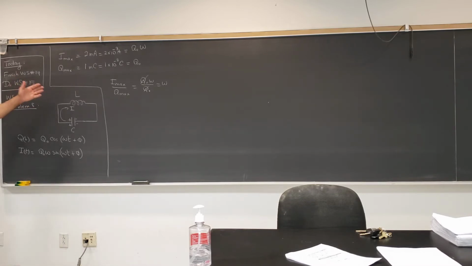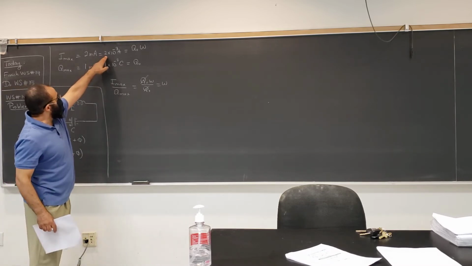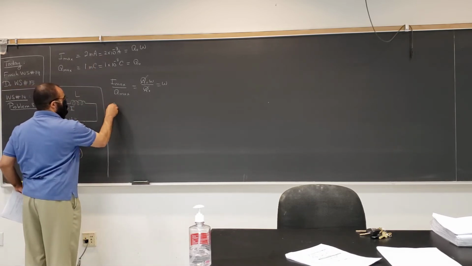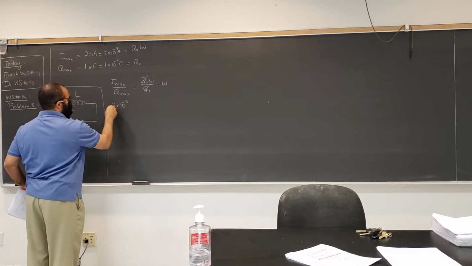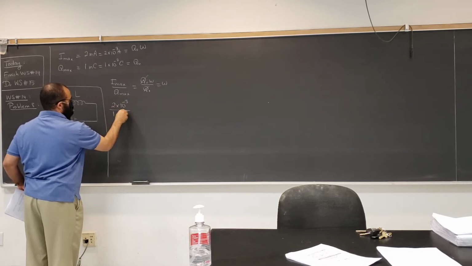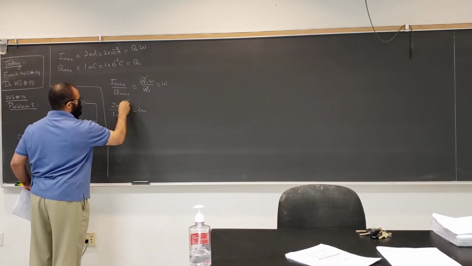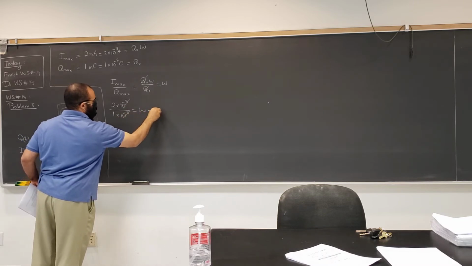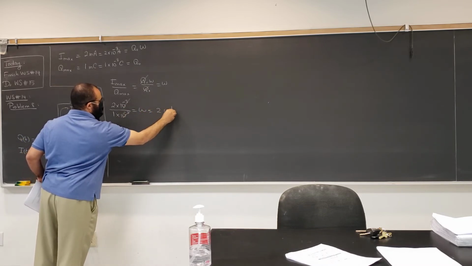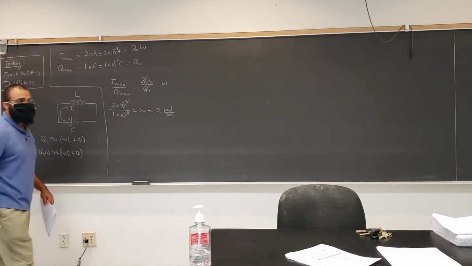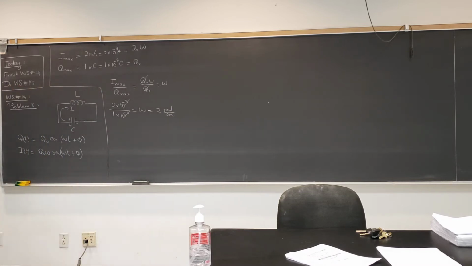So let's use the numbers we have. I max is 2 times 10 to the minus 3, and Q max is 1 times 10 to the minus 3, and that must equal omega. So omega must equal 2, right? Radians per second. 2 radians per second.